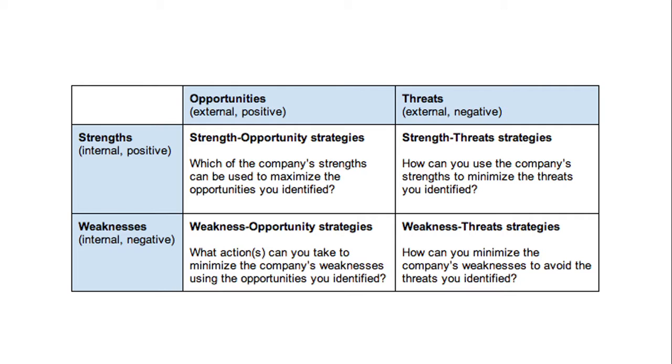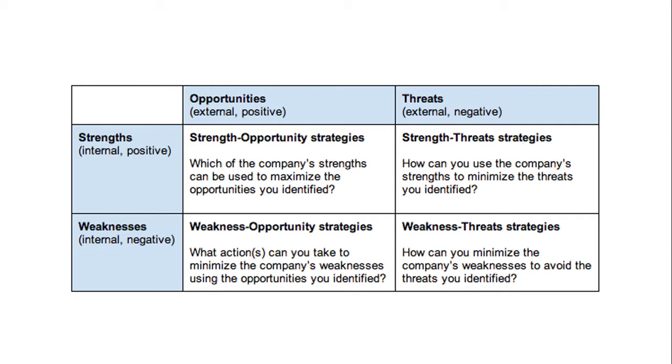There are weaknesses and opportunities. What actions can you take to minimize the company's weaknesses using the opportunities you identified? If there are people on LinkedIn that you can go out to connect with that can actually feed your pipeline, and if your pipeline was weak or anemic, you're actually alleviating the weakness by going out and looking for opportunities. You're finding people on LinkedIn that are filling the opportunities. They could be your customers, they could be your employees.